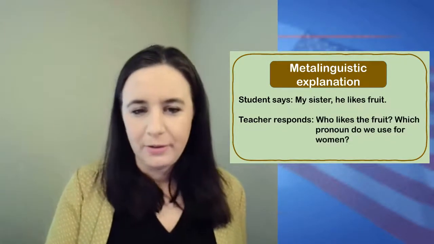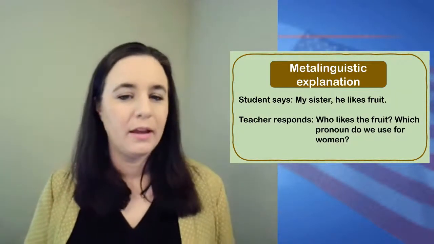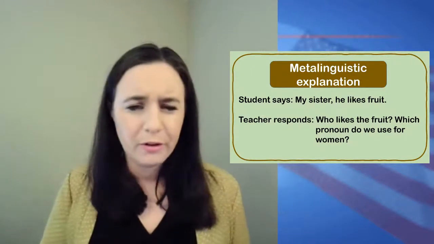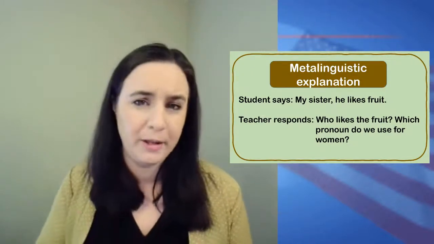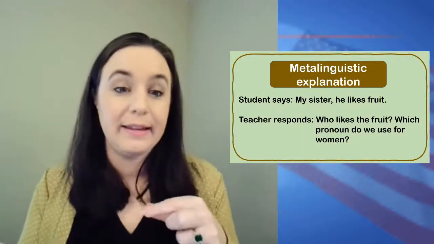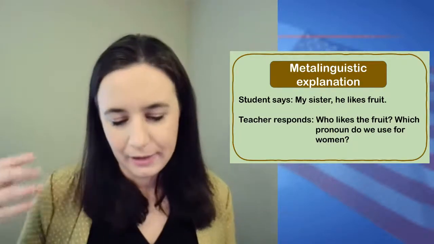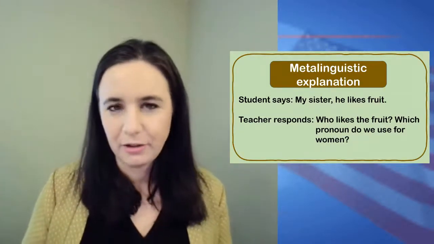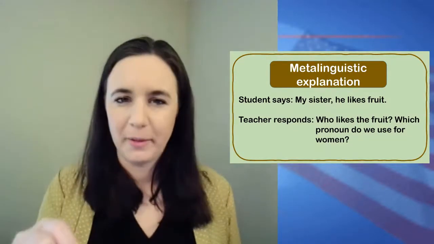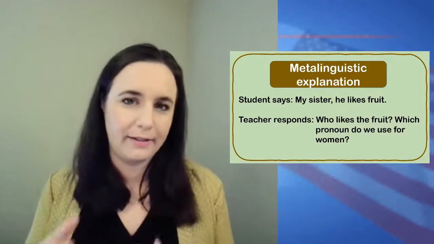For our next example, if the student is saying, "my sister, he likes fruit," the teacher could respond, "Who likes the fruit? Which pronoun do we use when we're talking about women?" Something like that. So the student is set up to self-correct, but unlike the clarification request, now you're giving them a little bit of a clue, a little bit of information that is language-based, that's about the language, so they can find that self-correction.